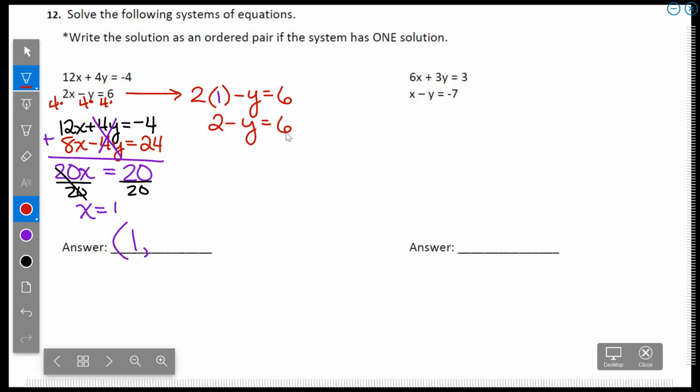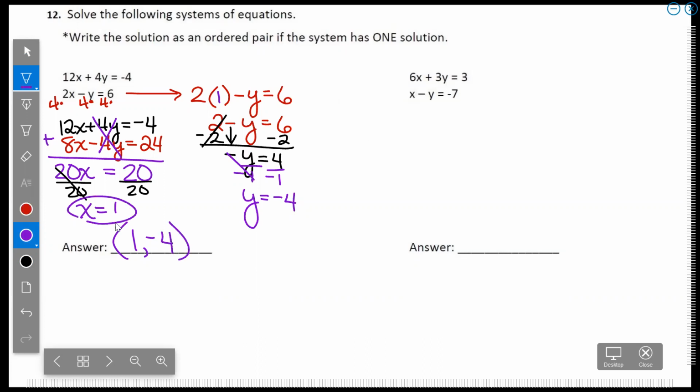Where do I go from here? Subtract 2 from both sides. Please be careful here. What's in front of that y? Negative. Bring the negative down. So I have negative y equals 4. Then I'm going to divide both sides by -1. That means y is what? -4. So x is 1, y is -4. My ordered pair, my answer is (1, -4).